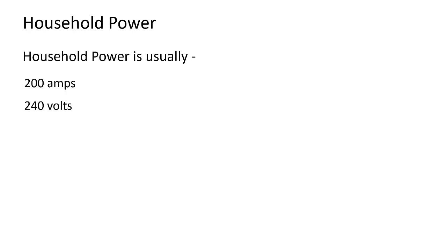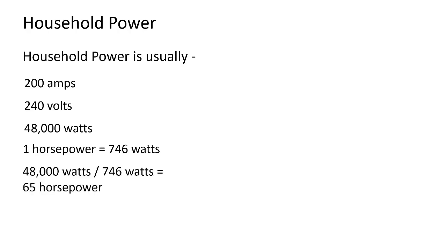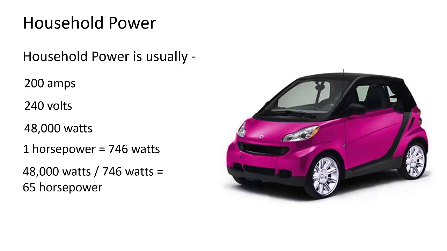To give you an idea of how much power that is, let's do a little math. Going back to Watt's law, if we multiply amps times voltage, we get watts. 200 amps times 240 volts equals 48,000 watts of power. Approximately 746 watts equals 1 horsepower. By dividing 48,000 by 746, we get about 65 horsepower, which is about the same as there is in a modern smart car. If you think about it, that's quite a bit of power.